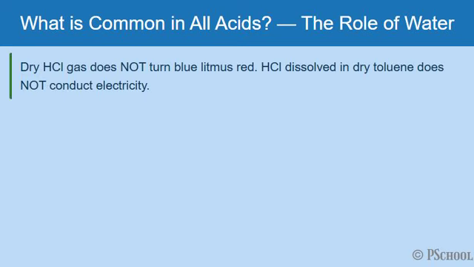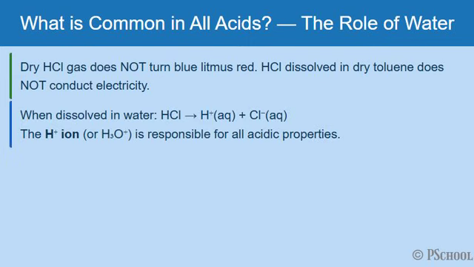Dry hydrogen chloride gas does not turn blue litmus red. Hydrogen chloride dissolved in dry toluene does not conduct electricity. When dissolved in water, hydrogen chloride gives H+ and chloride ion. The H+ ion, or hydronium ion, is responsible for all acidic properties.